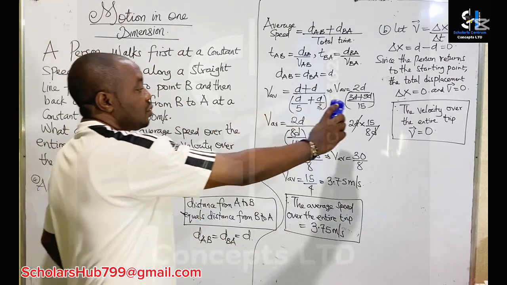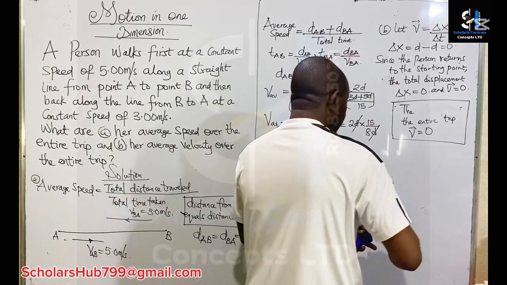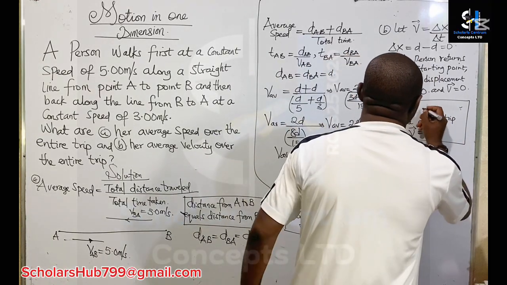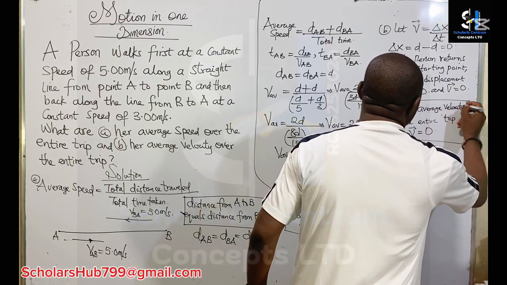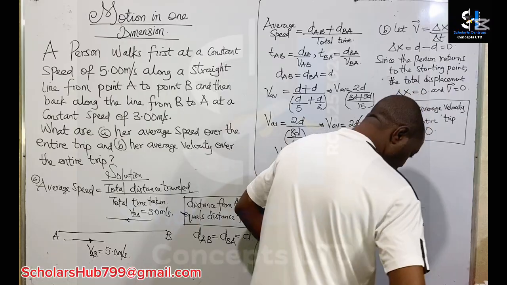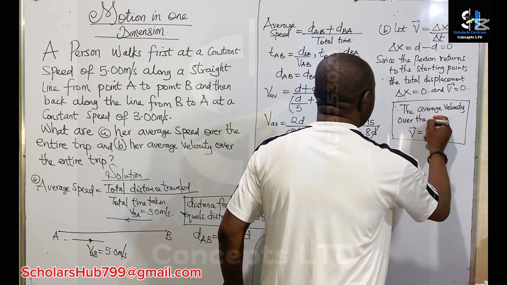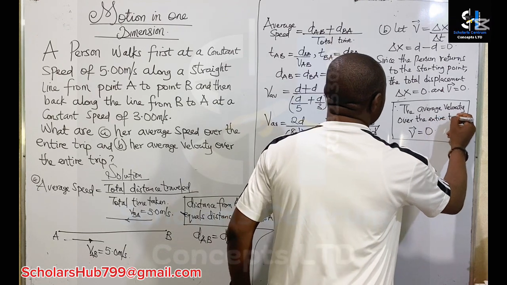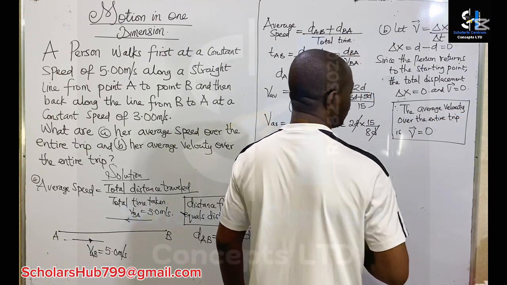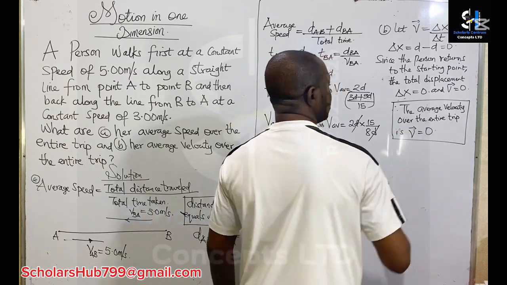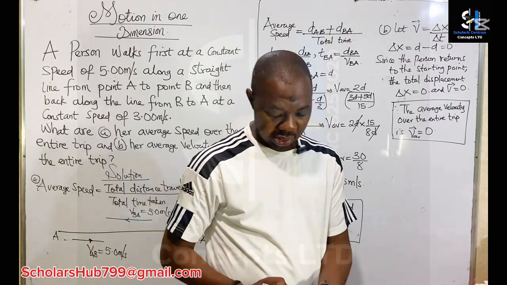So the average velocity over the entire trip is equal to 0. This is the average velocity, and it is equal to 0.